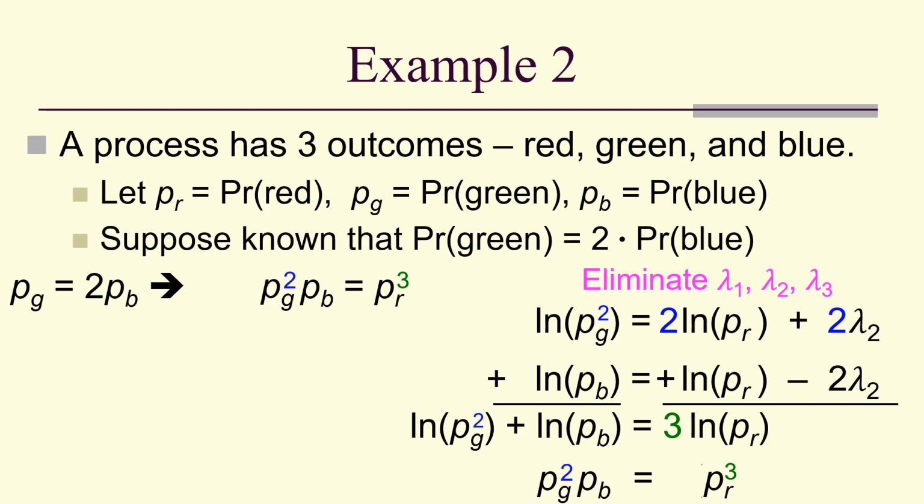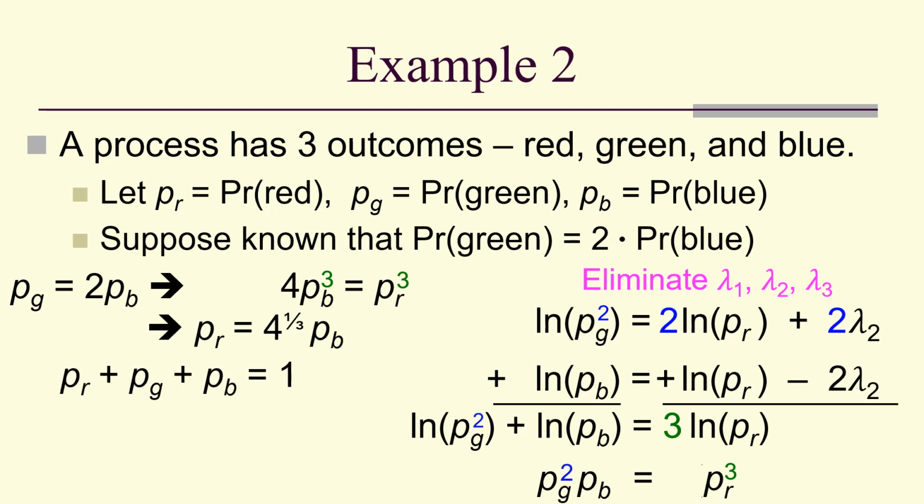And we're going to combine that with p sub g is equal to 2p sub b. This is one of our constraints. So that's going to mean we substitute, and we're going to get 4 p sub b cubed is equal to p sub r cubed. In solving, we get p sub r is 4 to the 1/3 power p sub b.